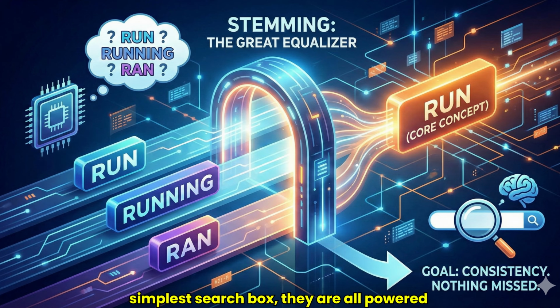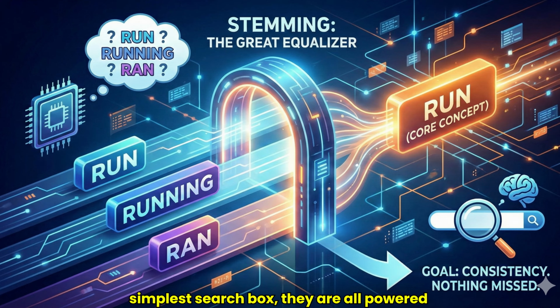You type something into a search bar, and you just wonder, how does it get me? How does it know that when you're searching for running shoes, you also want to see results for a good shoe for a run? Well, I can tell you, it's not magic. It's some pretty clever computer science. And at the very heart of it all is a process that understands that all these different words, running, runs, even ran, they all point back to the same core idea, run.